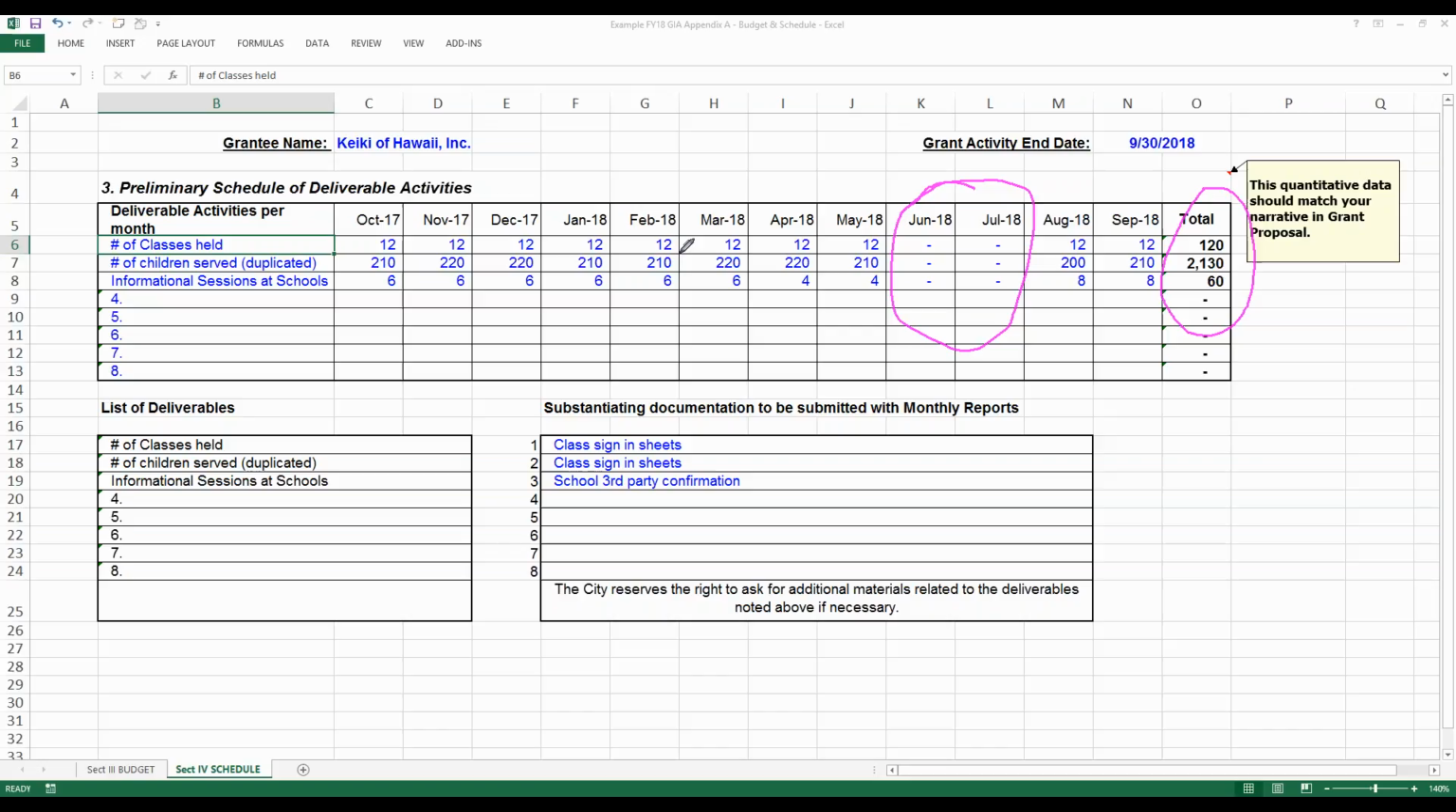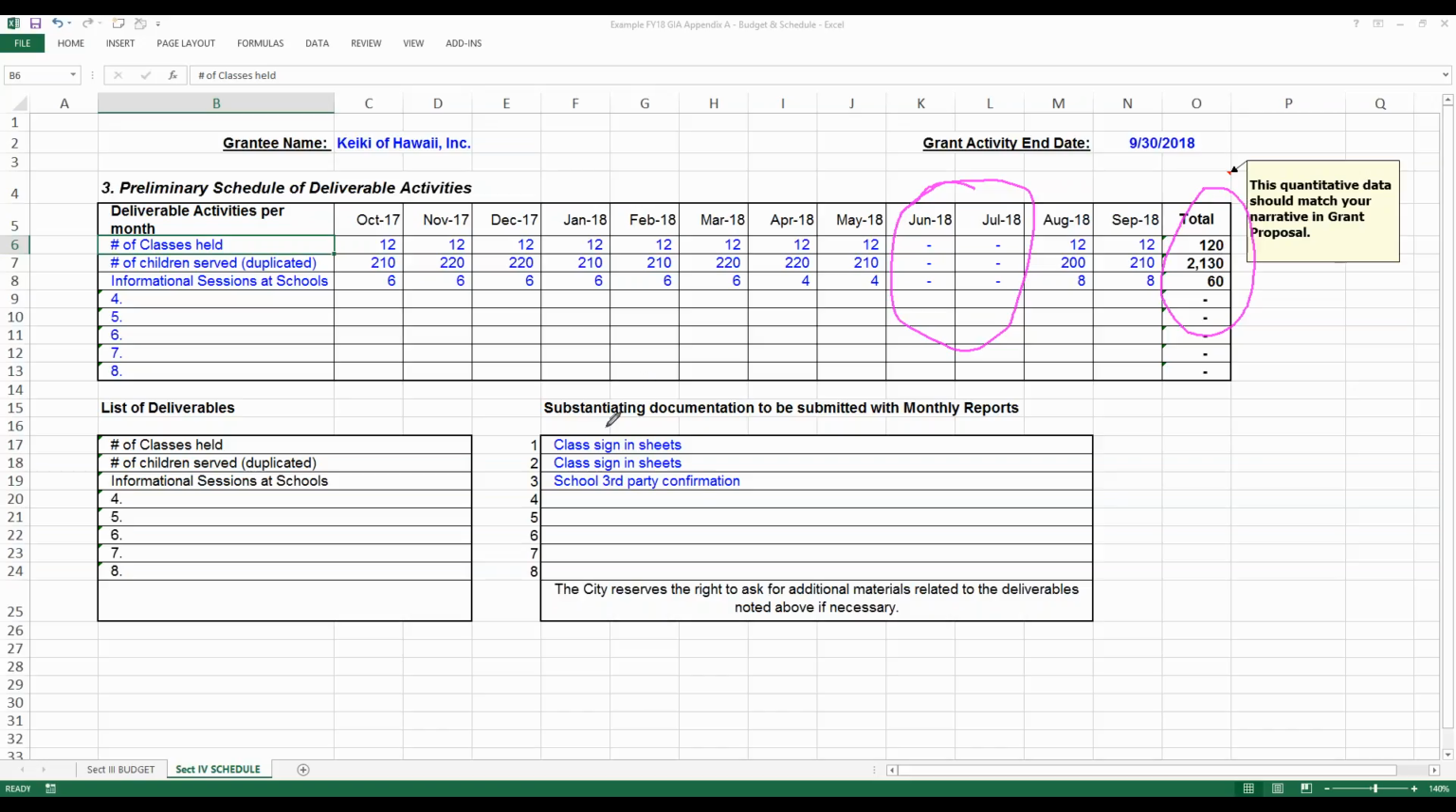this schedule may not be the same person who writes the grant. So please check again, make sure that it all matches, that the outcome on this schedule, which again becomes a governing document of your contract, matches the narrative that you're writing about in the grant proposal.